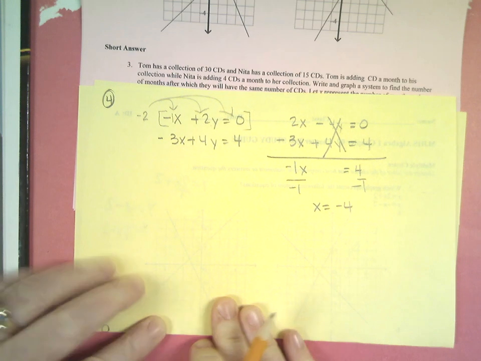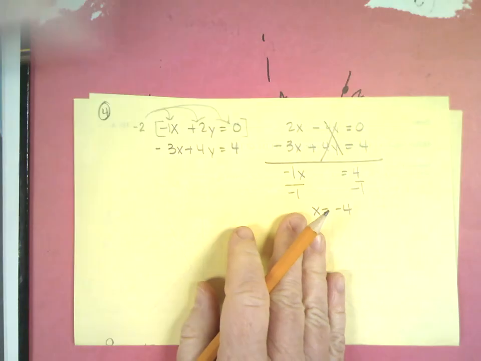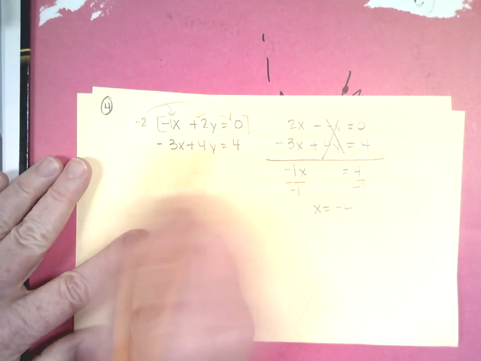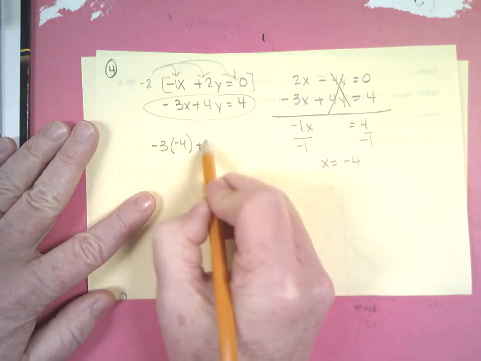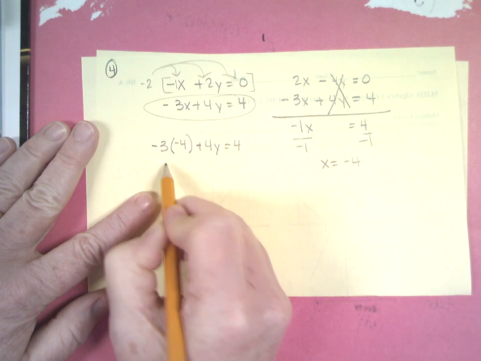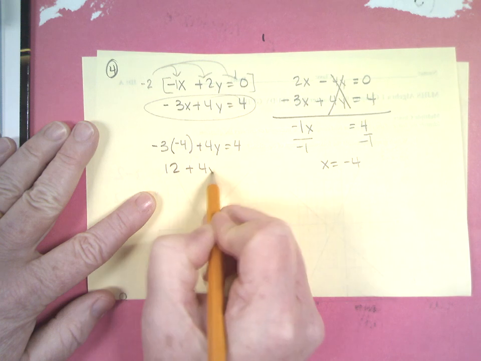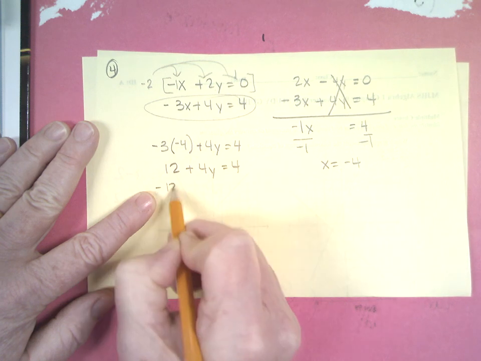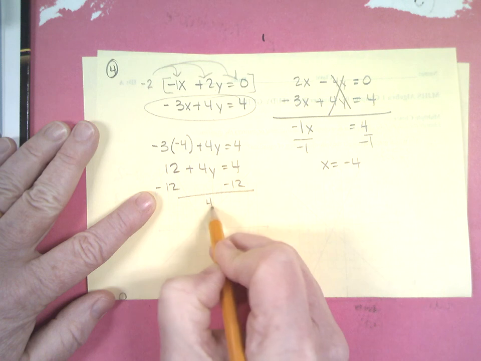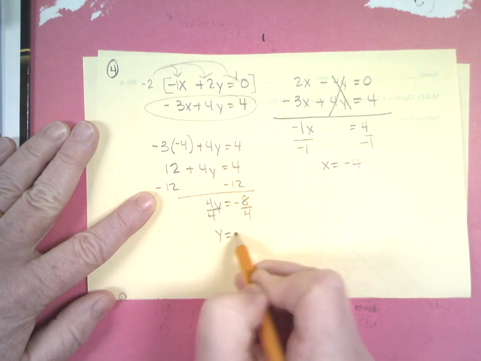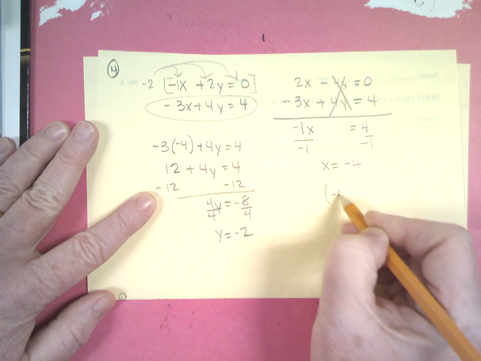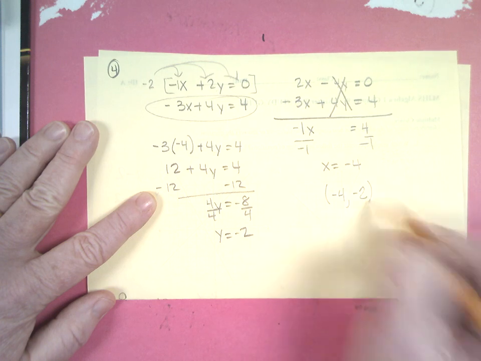Now go back and find y. I'm going to use the original equation here. Negative 3 times negative 4 plus 4y equals 4. So 12 plus 4y is 4. Subtract 12. 4y is negative 8. Y is negative 2. So my answer here is negative 4, negative 2.